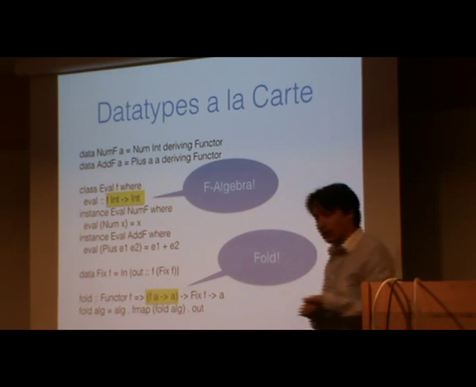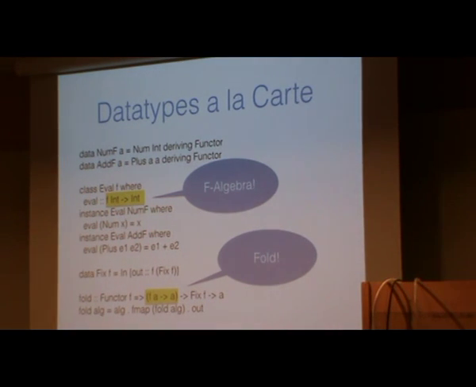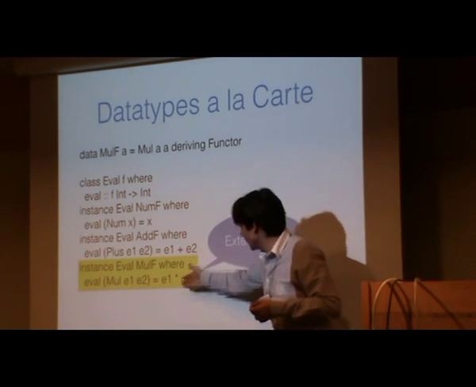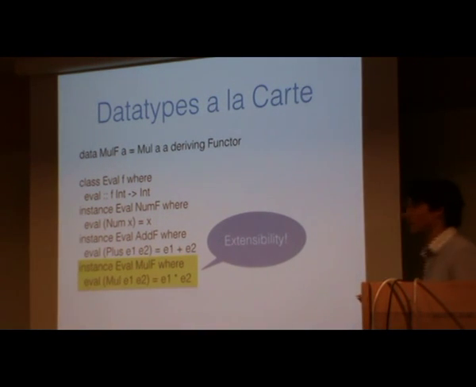And like the approach in the generics for the masses, you can also add new cases. So you can also come, add a new instance, for example, if you want to have multiplication, and have new cases for multiplication.